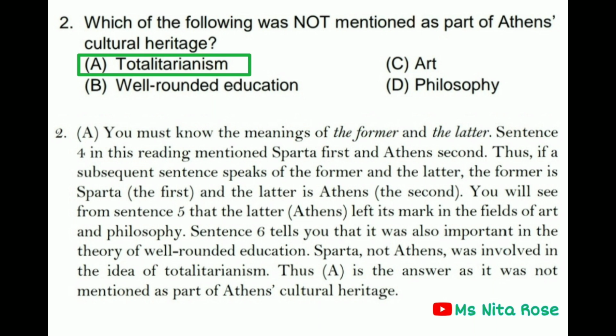You will see from sentence 5 that the latter, Athens, left its mark in the fields of art and philosophy. Sentence 6 tells you that it was also important in the theory of well-rounded education. Sparta, not Athens, was involved in the idea of totalitarianism. Thus, A is the answer as it was not mentioned as part of Athens' cultural heritage.